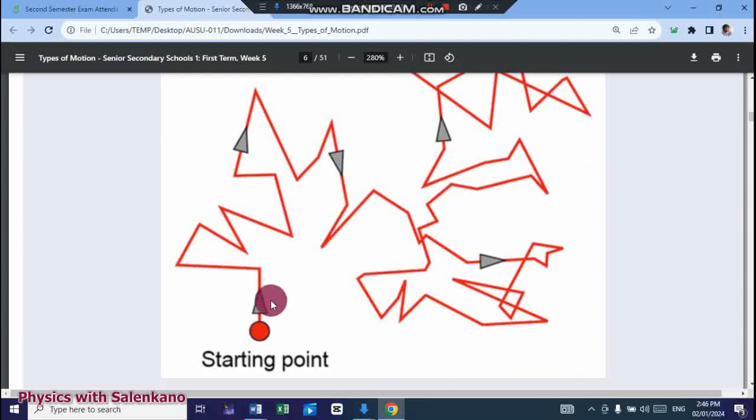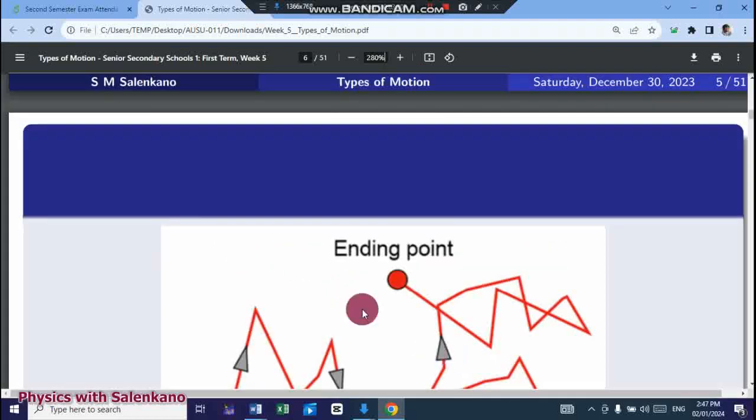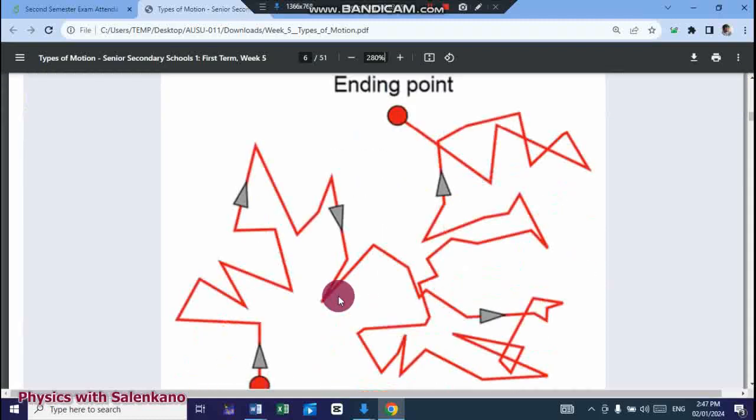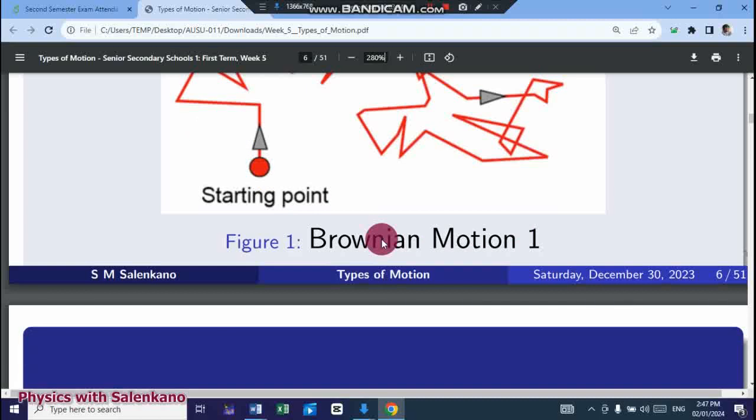Look at the first photo here. Let's say I have a particle here, and this is the starting point. It moves in this direction, and then it changes direction and moves this way. It changes direction again and moves this way. It changes direction again and moves this way, and on and on. And at the end, it ended here. And so you can see that there is no preferred direction. The direction keeps changing constantly. This is why we call this type of motion random motion.